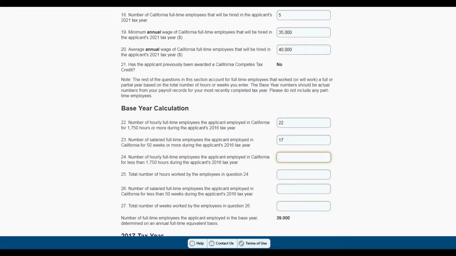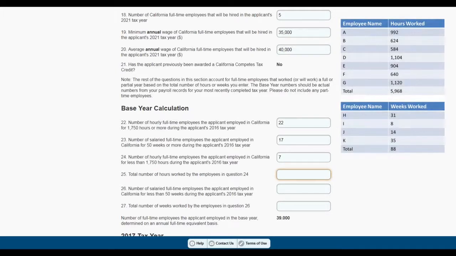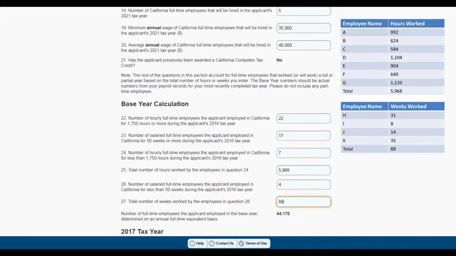For question 24, Widget had 7 hourly full-time employees that worked less than 1,750 hours. If we refer back to the chart, we can see that for question 25, the employees worked a total of 5,968 hours. For question 26 and 27, there were 4 full-time salaried employees that worked a total of 88 weeks. This gives us 44.17 employees on an annual full-time equivalent basis.